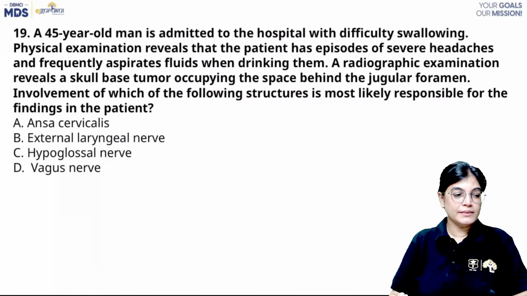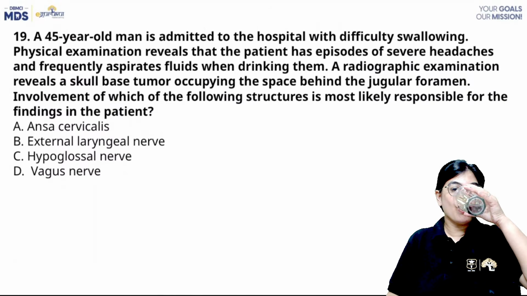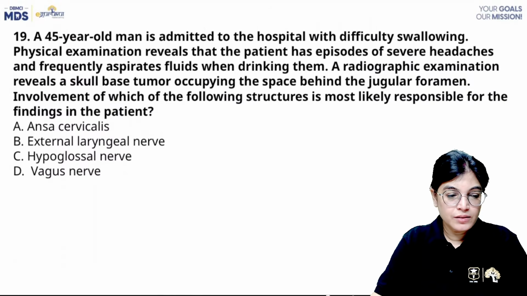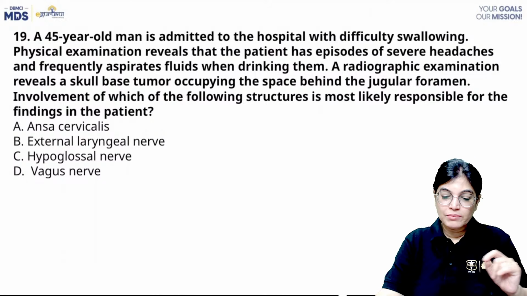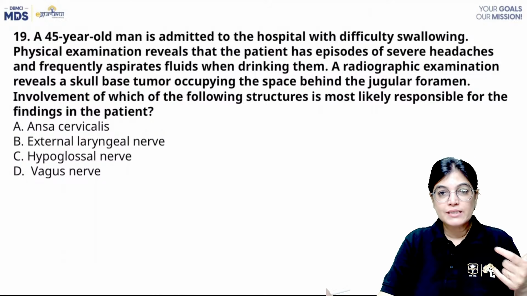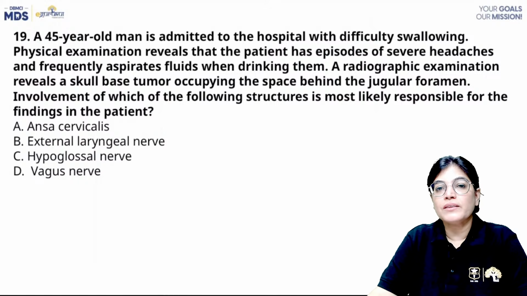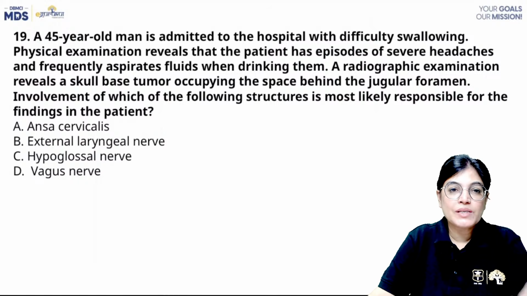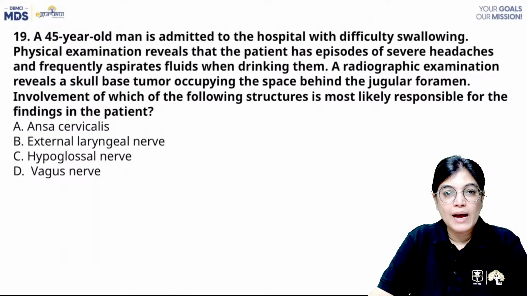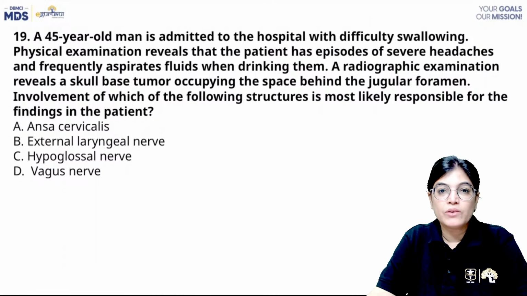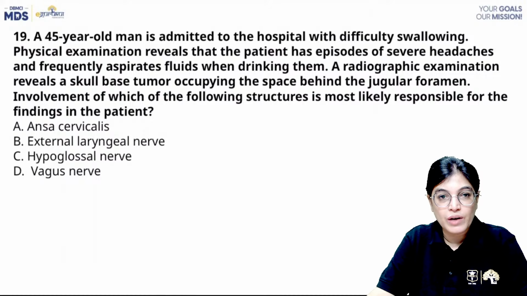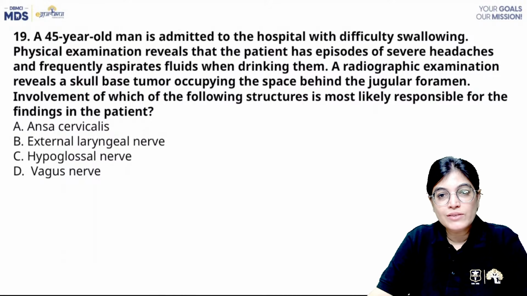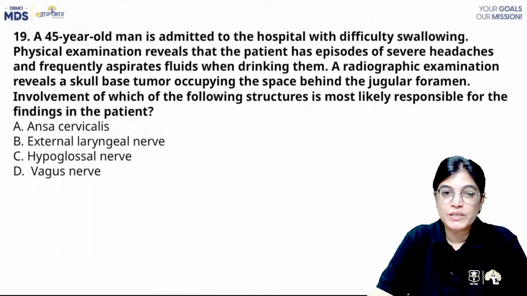Coming to question number 19. A 45-year-old man is admitted to the hospital with difficulty in swallowing. Physical examination reveals that the patient has episodes of severe headaches and frequently aspirates fluid while drinking. A radiographic examination reveals a skull base tumor occupying the space behind the jugular foramen. Involvement of which of the following structures is most likely responsible for the patient's condition? Option A, ansa cervicalis; external laryngeal nerve; hypoglossal nerve; or vagus nerve.